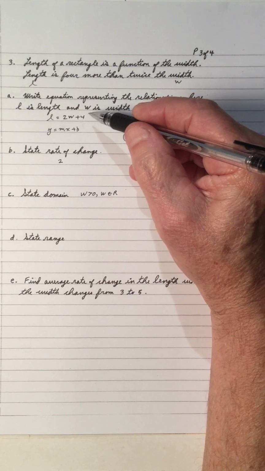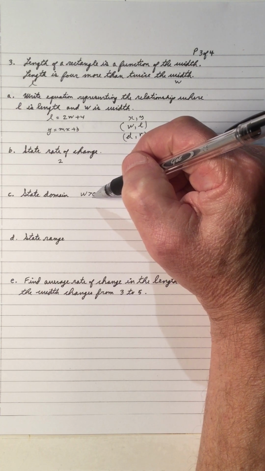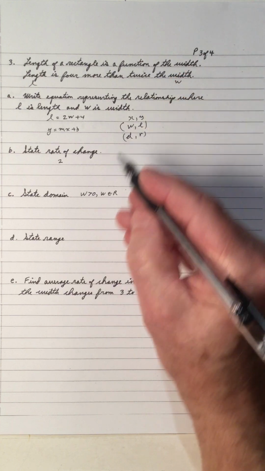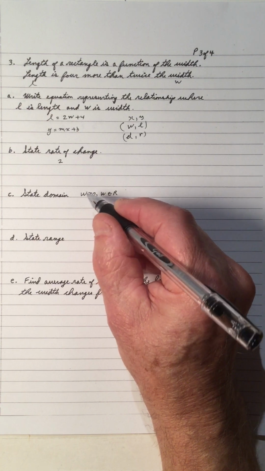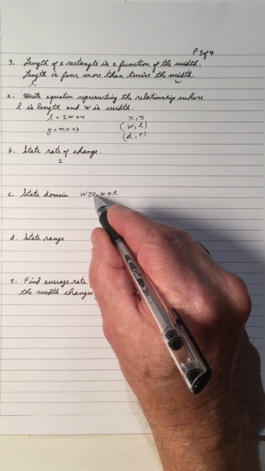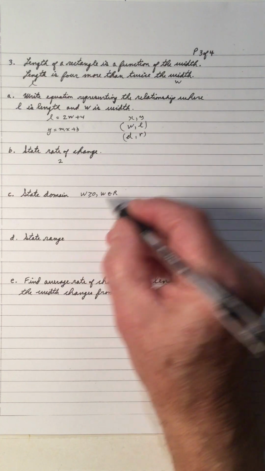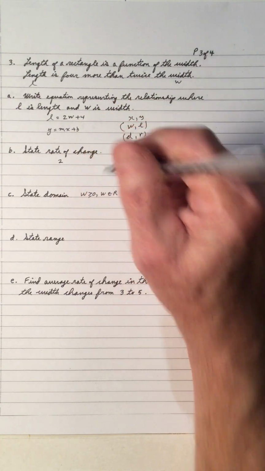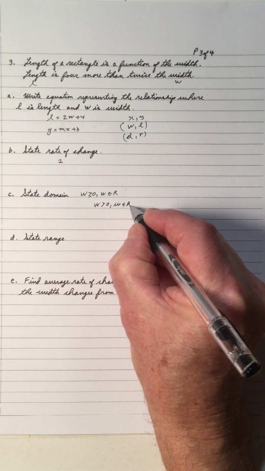Notice, in order for the relationship to exist, W cannot be 0, because if W was 0, then we wouldn't have any length. In doing problems, we could have W equal to 0, and the length would be 4. But you can't say the width is 0 in relation to a geometric figure. So I'd be inclined to go with W is greater than 0, where W belongs to the reals.